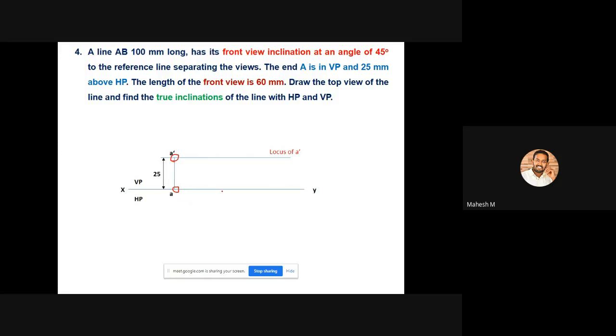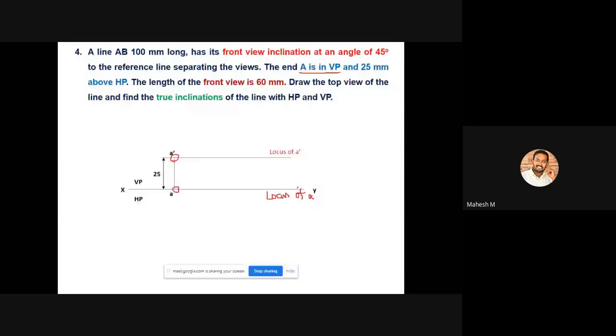So in this problem, locus of A is our reference line. Okay, locus of A is our reference line. The same reference line. So this one is a locus of A. Because in this problem, A is in VP. So whatever horizontal line you draw, the name of that horizontal line is locus of A. Now A is in VP, so we can call the reference line as locus of A.